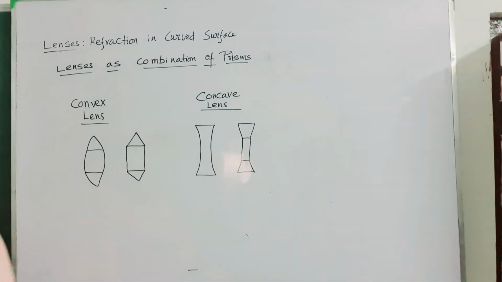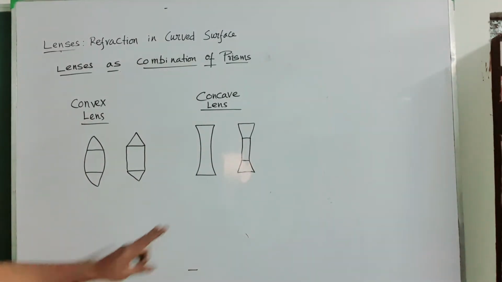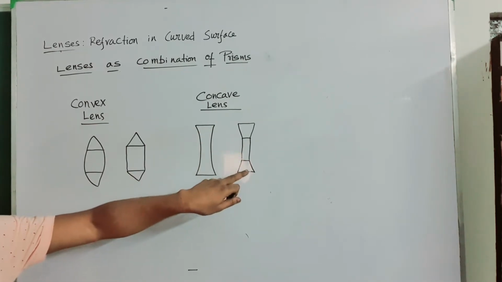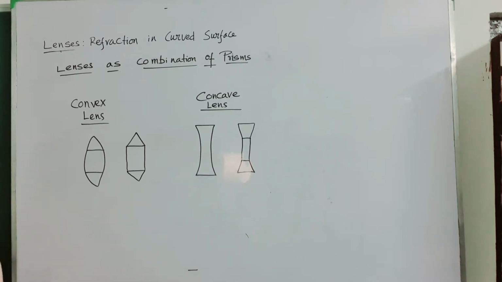Here, concave lens as combination of prism and a glass lens. The vertex of these two prisms is cut. So you can call this a truncated prism.